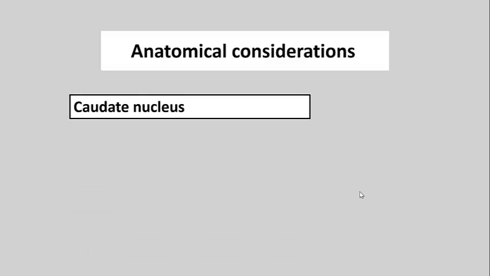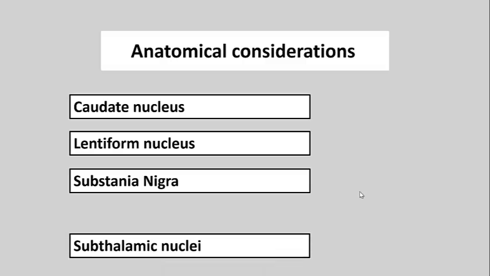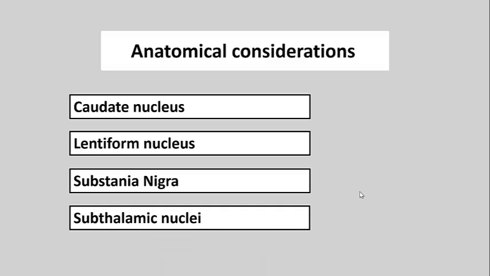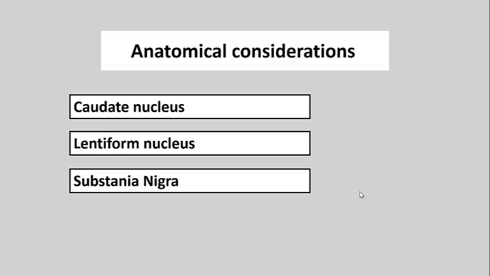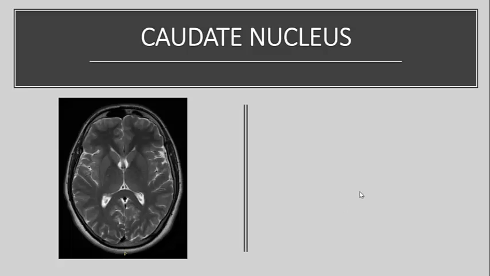Starting from the anatomy, the basal ganglia are deep gray matter structures that consist of the caudate nucleus, lentiform nucleus, substantia nigra, and finally the subthalamic nuclei. Subthalamic nuclei are not seen on MRI, so we will drop them, and for the sake of time, we will not talk about diseases of the substantia nigra, and we will keep to the caudate and lentiform nuclei.